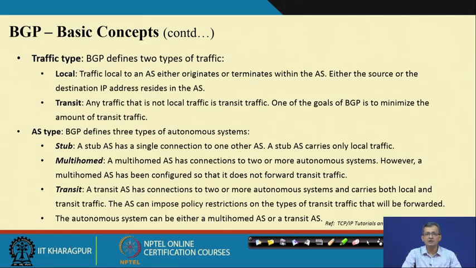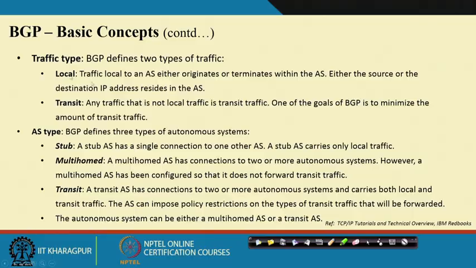Now, if we look at the BGP traffic, there are typically two types of traffic. One is local traffic. The traffic local to an AS either originates or terminates within the AS, right. So, either the source or the destination resides in the AS. If the source or destination resides in an AS, then for that particular BGP session we say that it is local traffic.